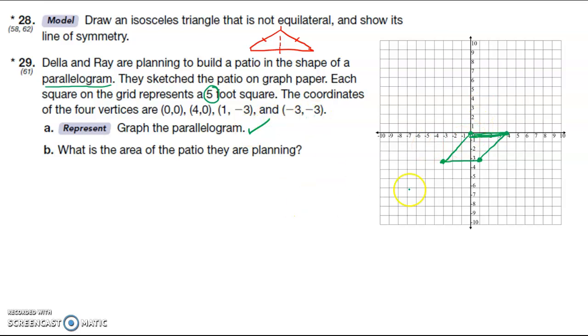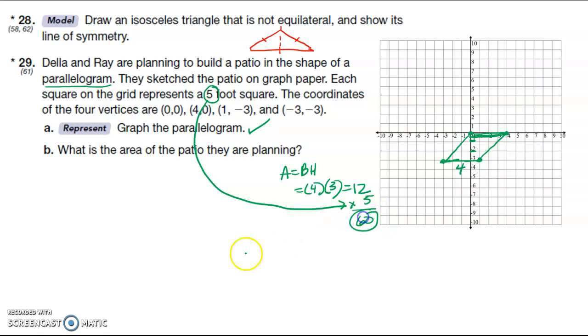What is the area of this? To find the area of a parallelogram, we need base times height. My base is 1, 2, 3, 4. My height is 1, 2, 3. So I get 12 if each one of these is 1. However, it says here that it's 5, so I'm going to have to multiply by 5 to get 60.